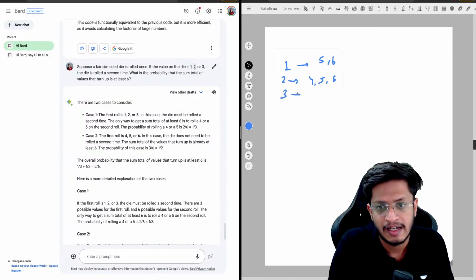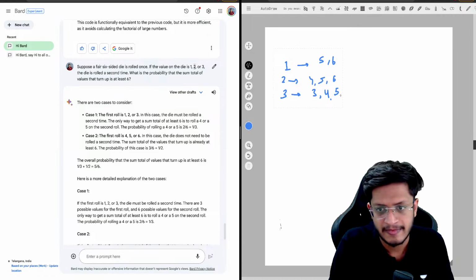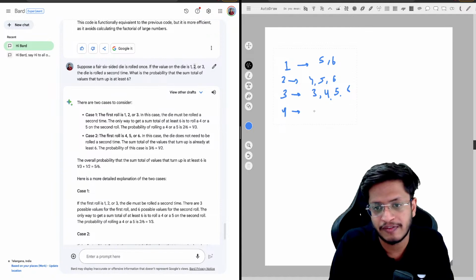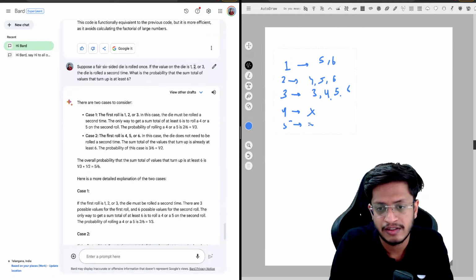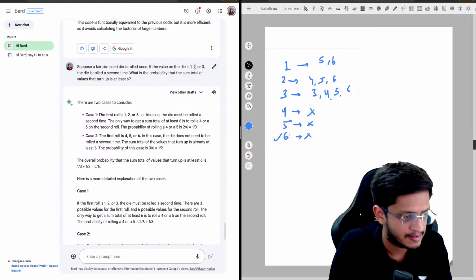And if you're having 3 in the first draw, you can have 3, 4, 5, or 6 in the second draw. If you're having 4 in the first draw, you will not have the second draw, since you get 4 in the first roll, you're not rolling it a second time. So it doesn't matter. Even for 5, the same case is there. You'll not have the second draw. And if you have 6, you will not have the second draw, but 6 itself has a sum of at least 6.